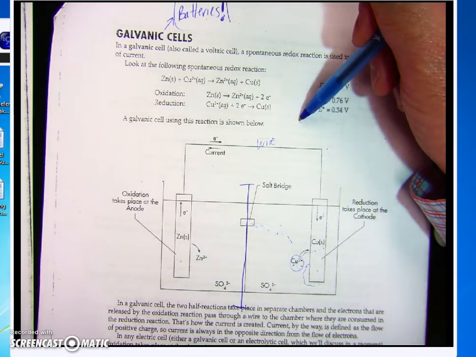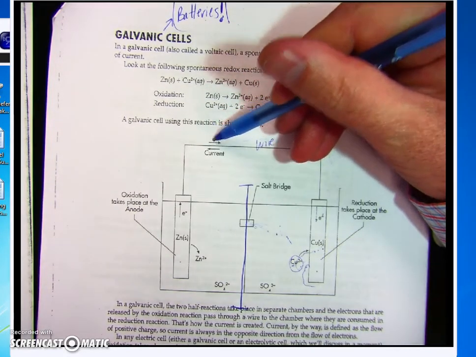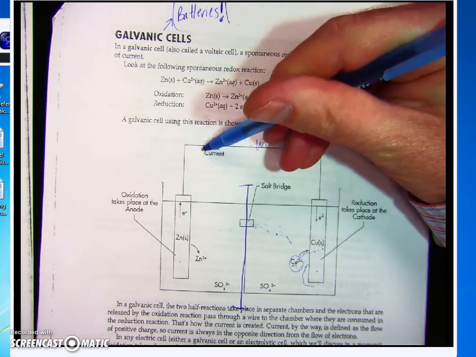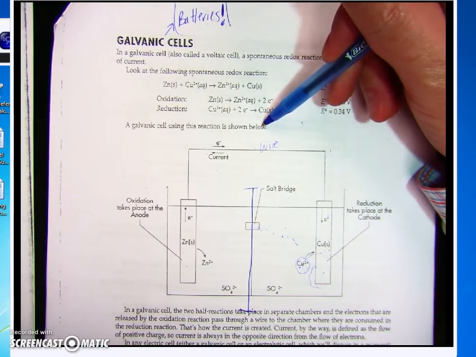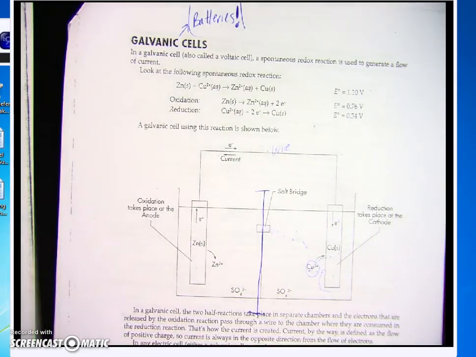One final thing, electron flow is defined as opposite direction of current. I know that's a little bit counterintuitive, but that's how physicists have decided to do it, so you can blame them.